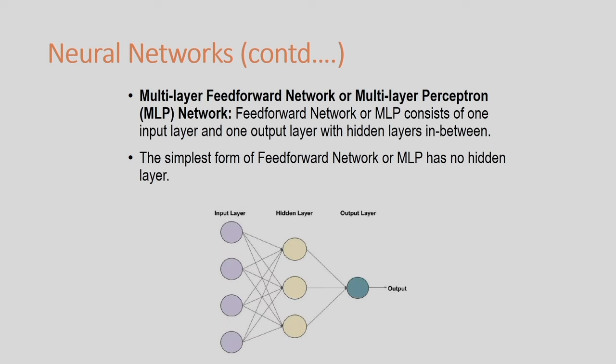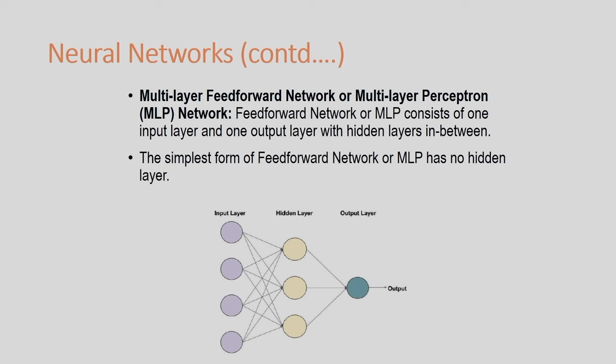In case of the multi-layer feed-forward network or the multi-layer perceptron, MLP, you can see in the figure, I have one input layer, one output layer, and in between one hidden layer I am showing. There may be more than one hidden layers, maybe two hidden layers, three hidden layers, based on the complexity of the problem. For a simple problem, I may only consider input layer and the output layer. No need of considering the hidden layer.